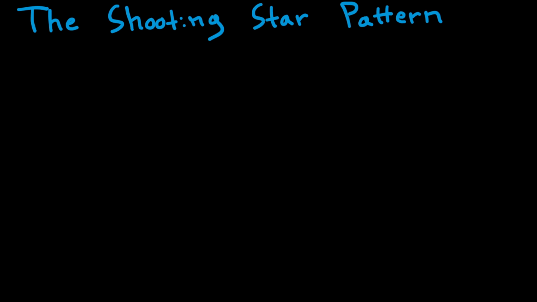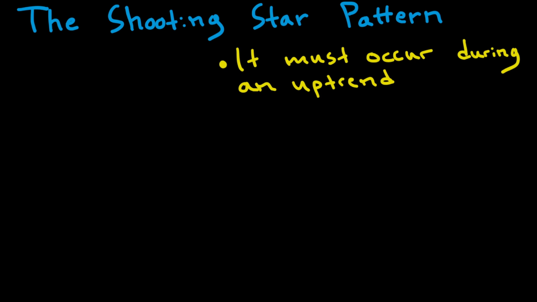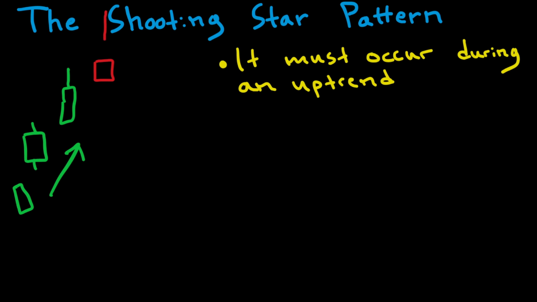So the first thing about the shooting star is it must occur during an uptrend. So prior to the actual pattern, we might have had some bullish candles, maybe looking something like this, and the trend is in general upwards here. How does the candle actually look? Well, it has a small real body near the bottom of the pattern, and it has a long upper shadow and little to no lower shadow. So we can just have a little shadow right there. So it looks something like this.